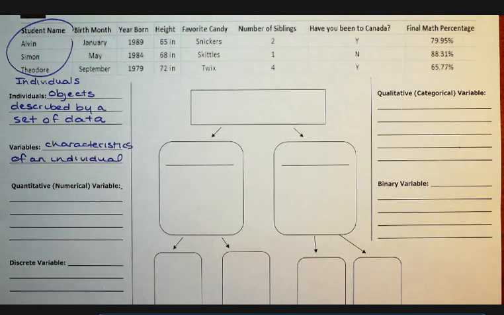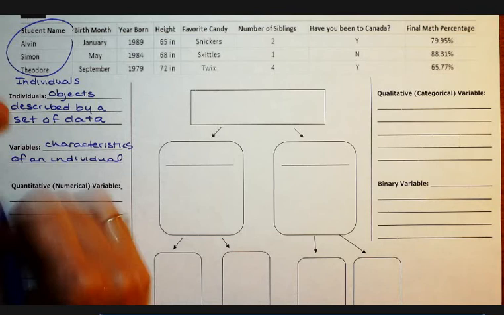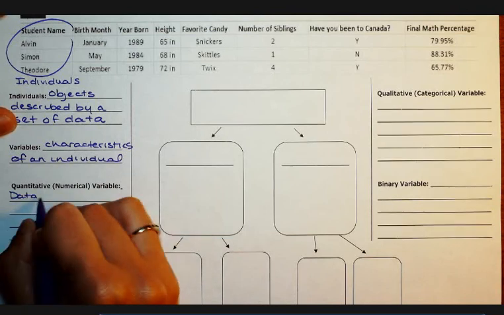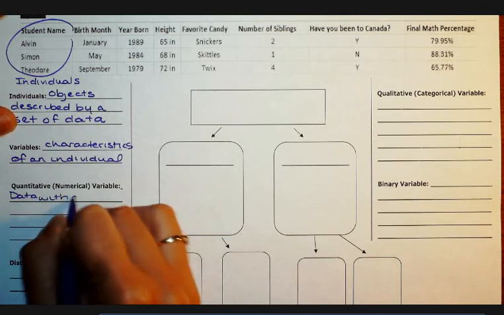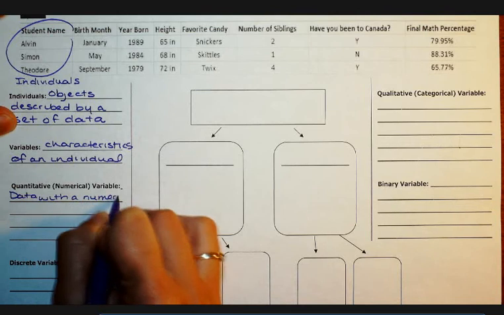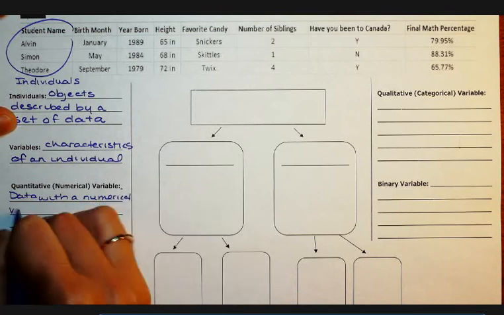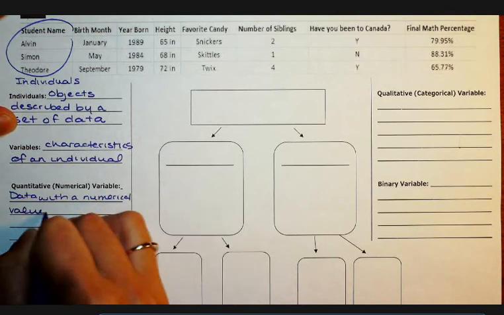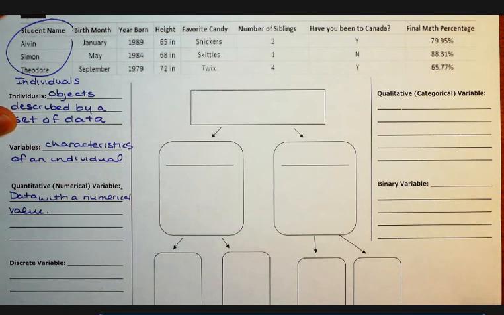Variables can be broken down further into two separate groups. The first group is called quantitative variables. Another name for it is numerical. The other group is called qualitative variables or categorical. So quantitative variables take on a quantity, they're numbers. So it's data with numerical values. But we want to be careful because they need to be numerical values that it makes sense to make an average.